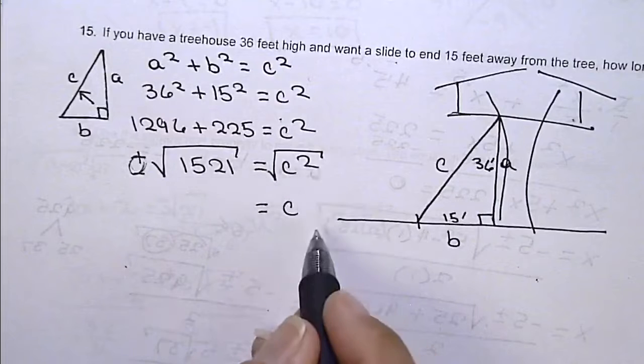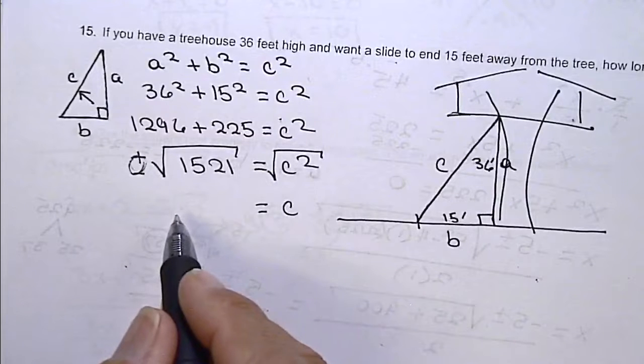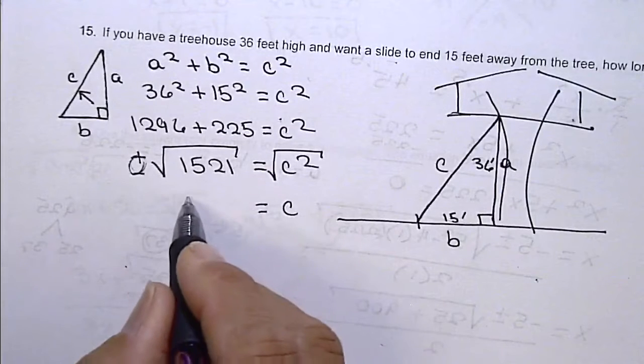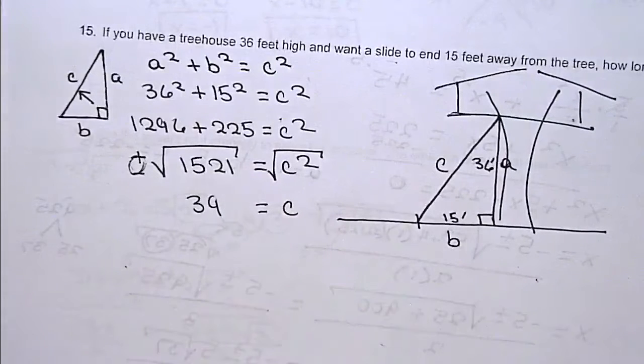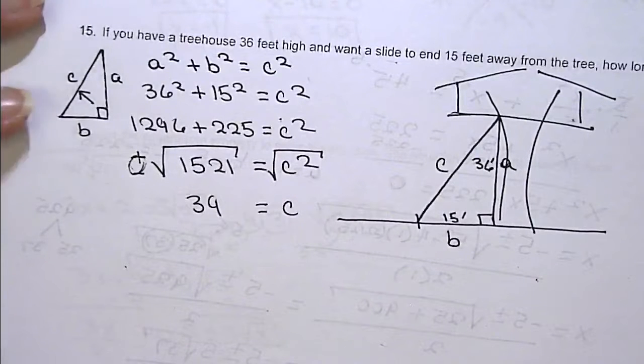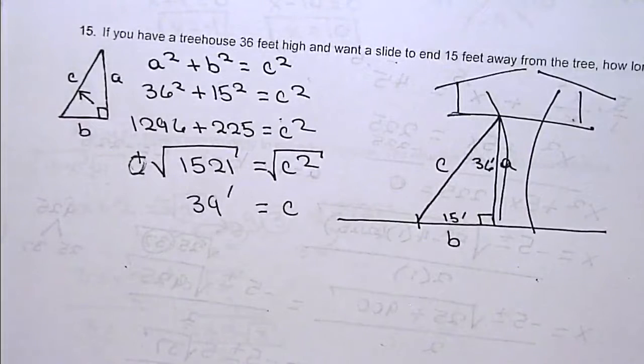We take the square root of 1521. And when you type it into your calculator, you'll find that it's 39. Now, here's the other thing. Is it feet or square feet? Feet, thank you. A length is always linear feet. It's not square, it's not area. Area is the square. So you have to put that down, that it's feet, FT if you want to. But that's a problem you need to know how to work.